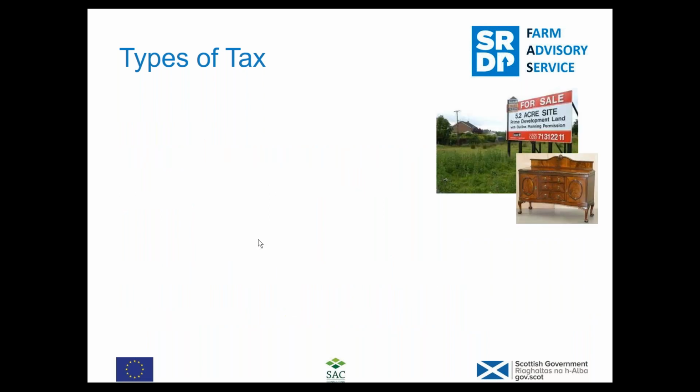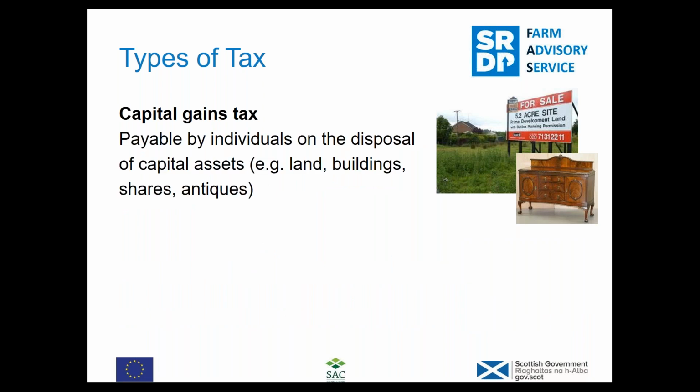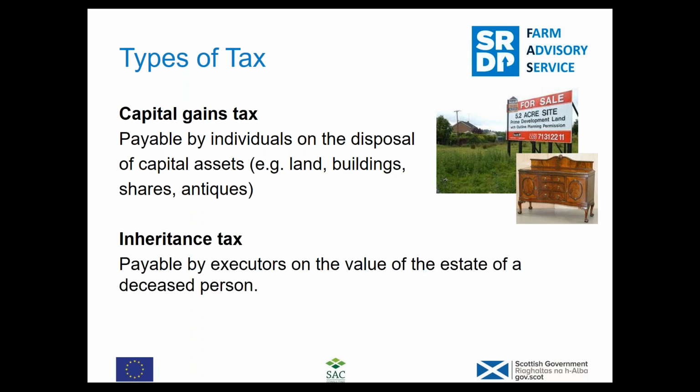Other types of tax would be capital gains tax. So capital gains tax is payable by individuals when they sell a capital asset. So if they sell some land, buildings, shares, antiques, it won't cover very small amounts, but I think that if you've got a gain of more than, I think it's £6,000, then potentially capital gains tax kicks in. And then we've got inheritance tax. So inheritance tax is payable by executors on the value of the estate of a deceased person.